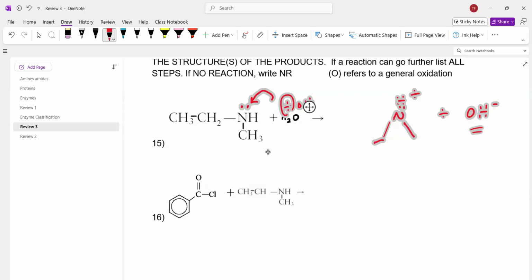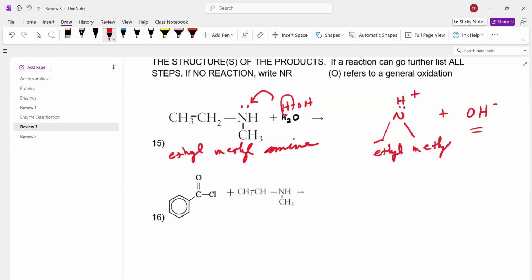Okay, so here we have an ethyl chloride. Now we have to name these. So this is going to be ethylmethylamine. This would be ethyl methyl. Okay, so this is the acid chloride. Okay, so what's going to happen is we're going to end up with an amide.